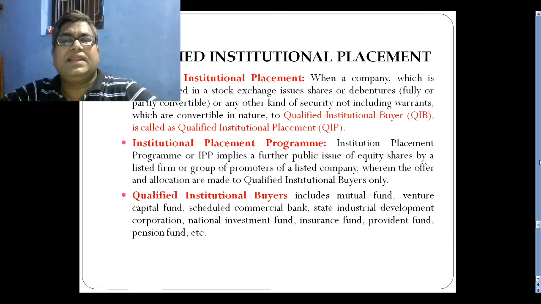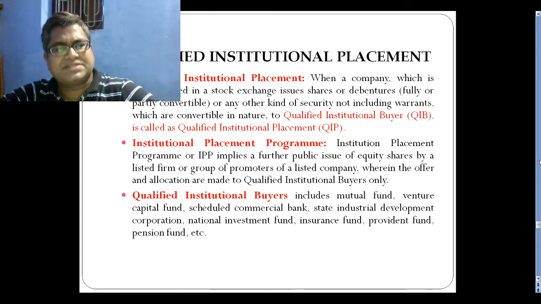Another one is a qualified institutional placement. It is one method, QIP, qualified institutional placement. So companies which are listed in the stock exchange may issue shares or debentures or any kind of securities through different methods. That is called QIB or QIP: qualified institutional buyers and qualified institutional placement. So it can be divided into two parts, one is QIB, another one is QIP.